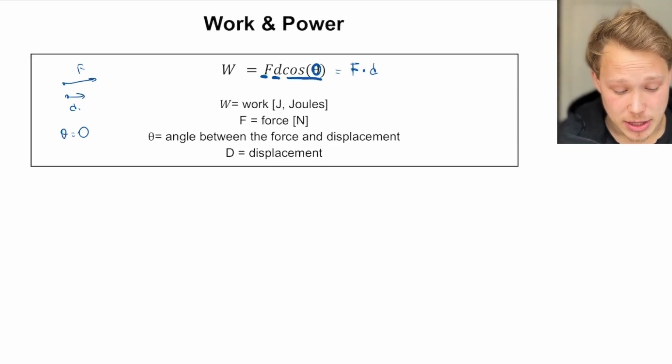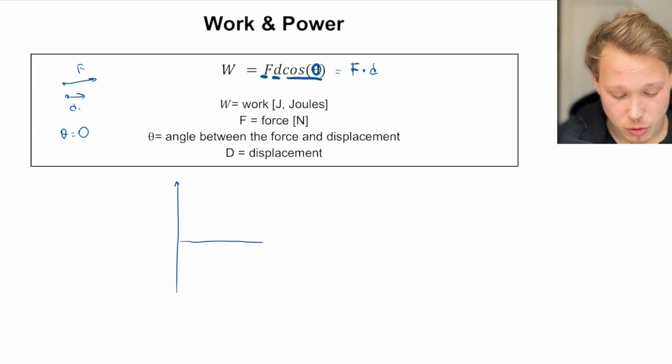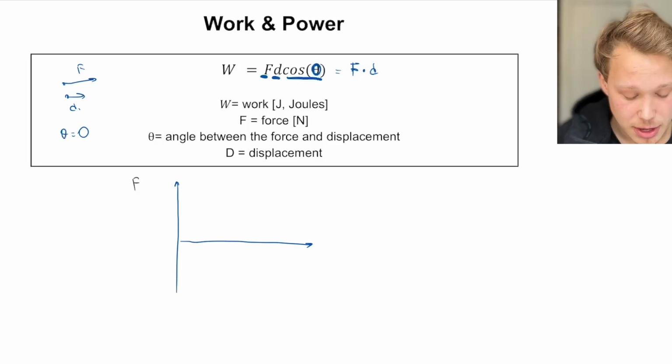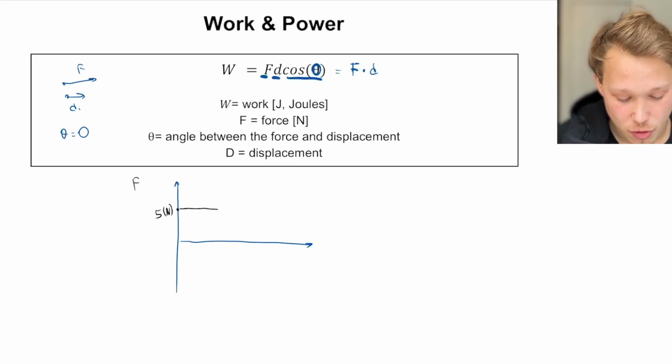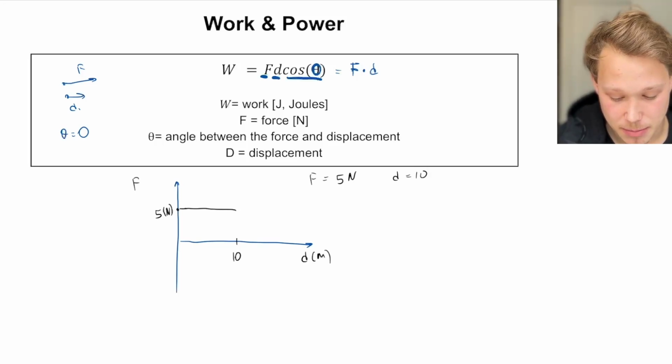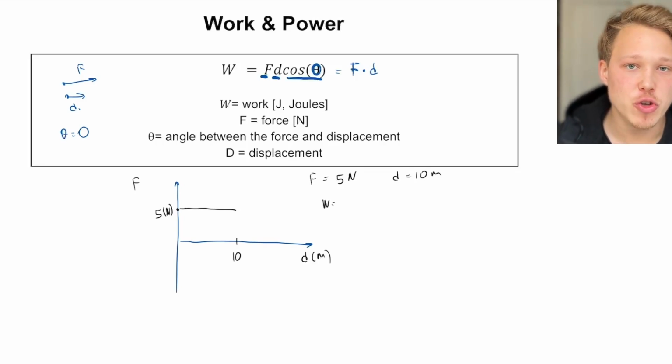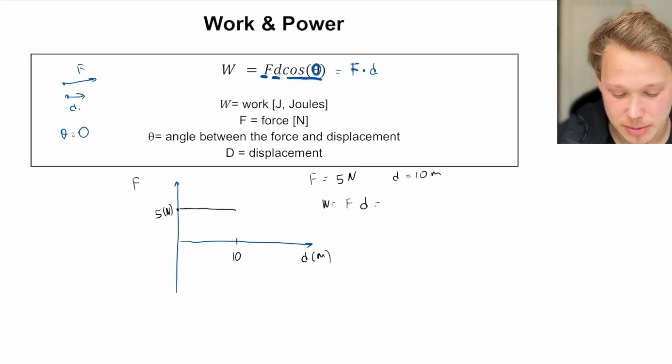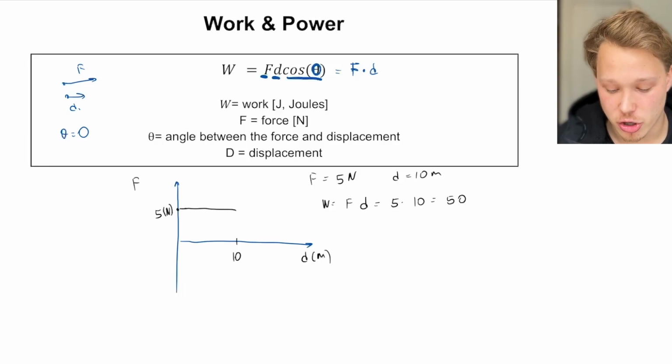Now, let me introduce you to a very simple graph. Let's say you have a force of 5 newtons that is being applied over a distance of, let's say, 10 meters. Let me ask you, if the force is 5 and the distance is 10 meters, what is the work done on this object? So hopefully you said 50, right? Because work is simply force times distance. So 5 times 10 is equal to 50. Remember, the units of work are joules.